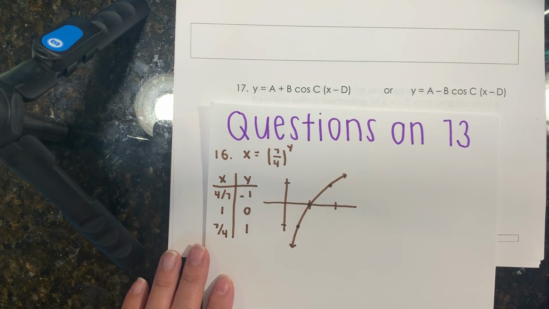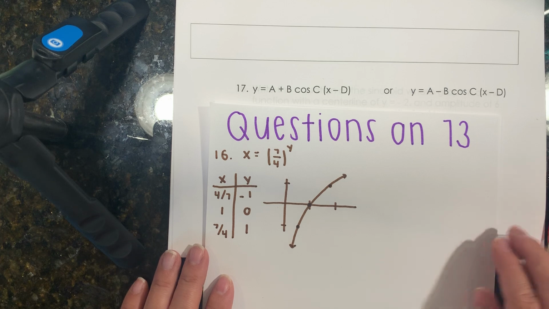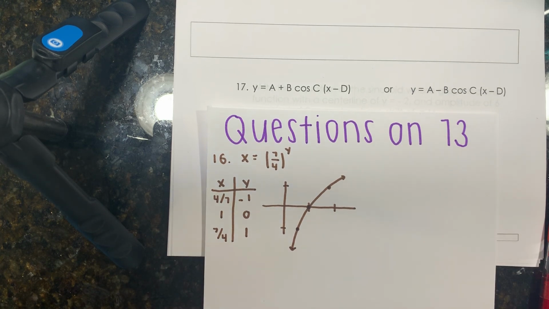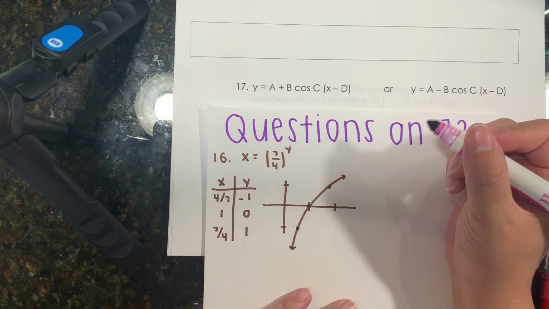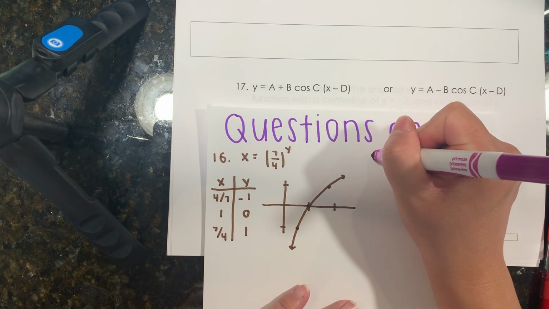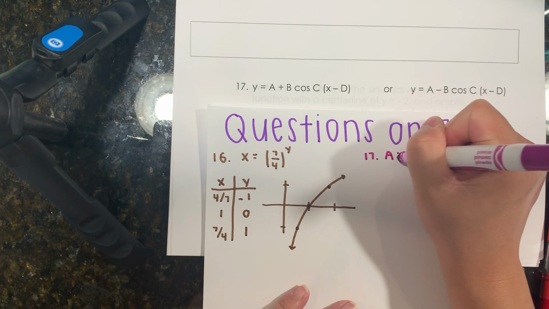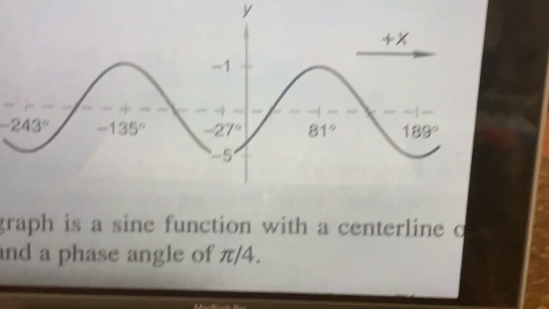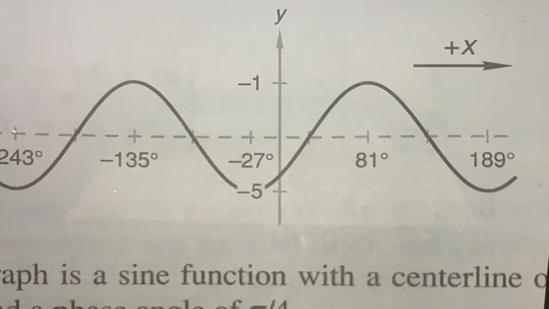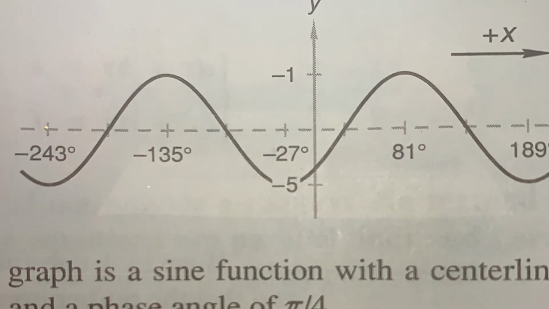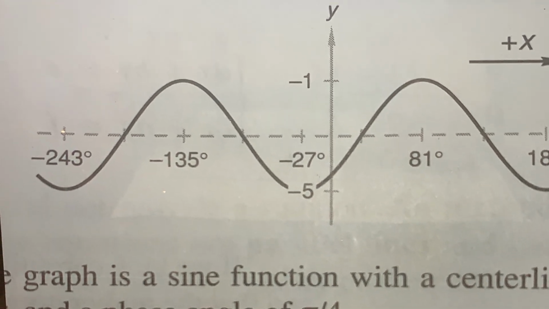Now moving on to number 17. So for number 17, we are going to have to change the function from a sine function to a cosine function. I'm going to make it a positive cosine function. But the first thing that we need to do is solve for a, which is going to be the midpoint between the top and the bottom point. So our top point is -1 and our bottom point is -5. So you're going to do -1 plus -5 divided by 2.